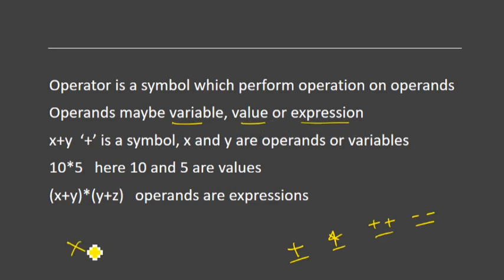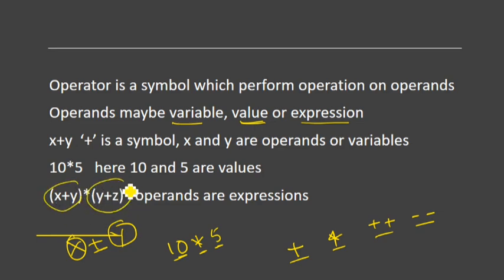For example, I am taking here x plus y. Plus is an operator, and x and y are the operands, or variables which can store some value. And here I am writing 10 into 5. Multiplication is the symbol used to perform multiplication. These two are values, so an operand may be a value or an expression. In x plus y into y plus z, these operands are expressions.